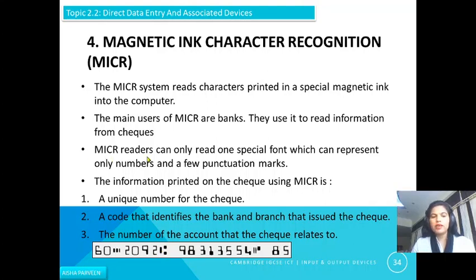MICR readers can only read one special font, which can represent only numbers and a few punctuation marks. The information printed on the cheque using MICR is a unique number for the cheque, a code to identify the bank and the branch, and the account number. So this information is printed with the help of magnetized ink, and that can be read with the help of MICR.